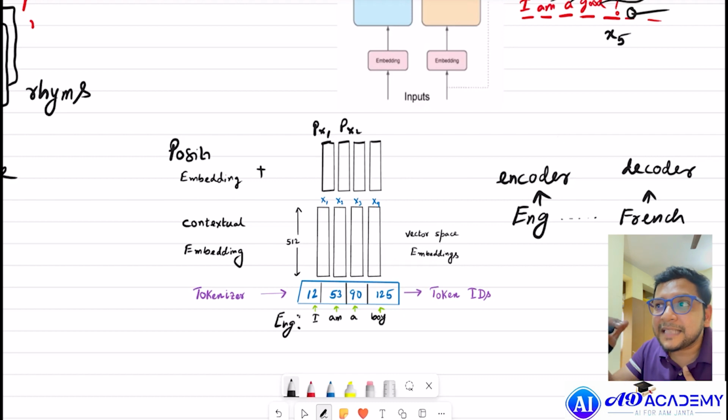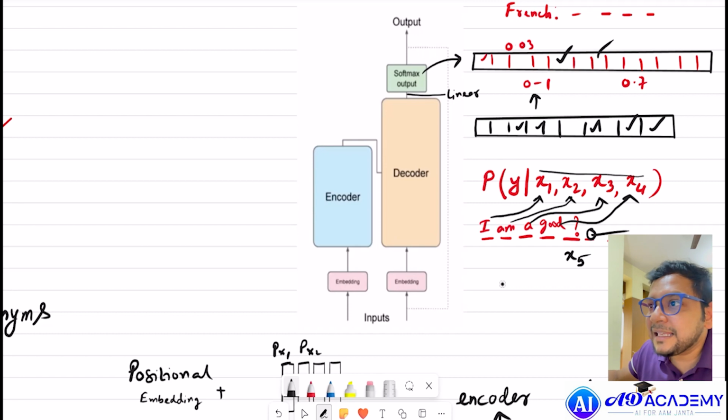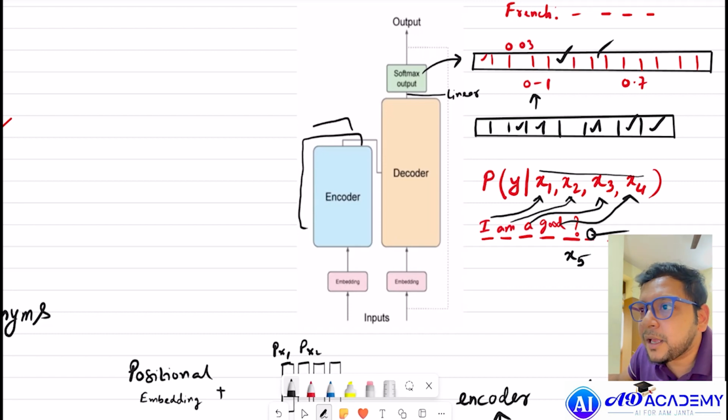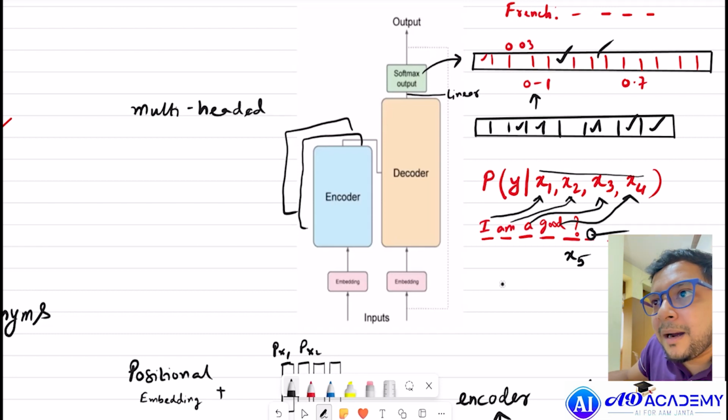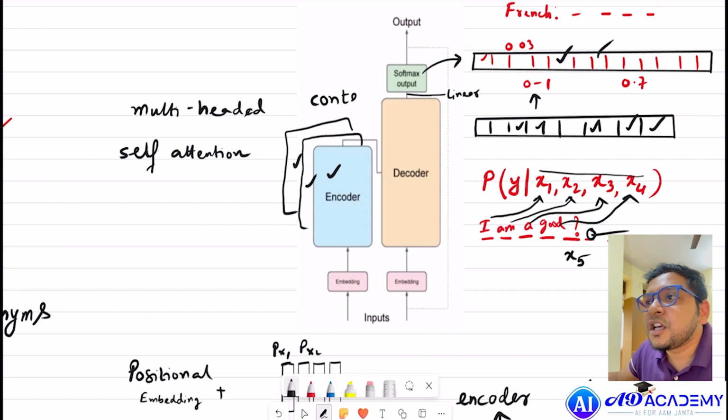These positional embeddings and the contextual embeddings are passed to the encoder, and there are several encoders like that. That is why it is called multi-headed self-attention. Different sets of encoders, which is what is called multi-headed self-attention, will try to extract different types of information from the sentences or the paragraphs, and then convert all these things to a context vector, which is passed to the decoder.